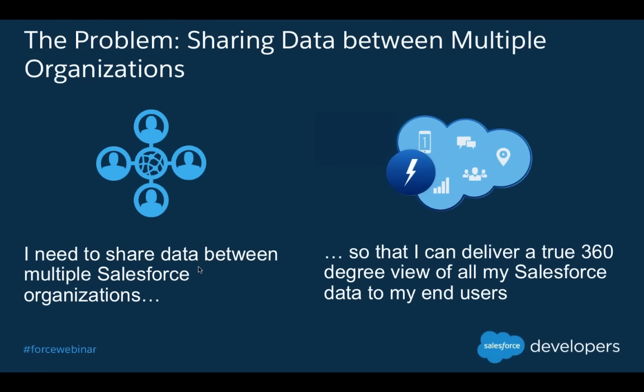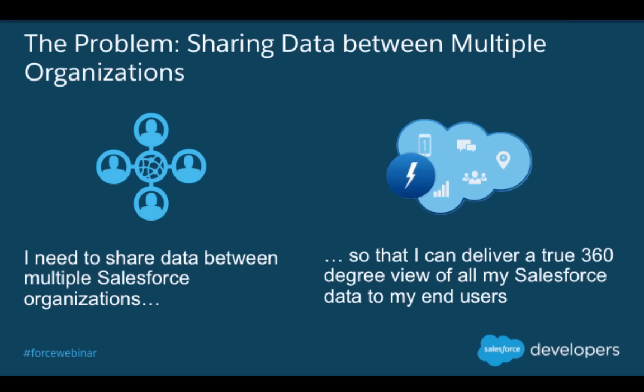The problem that this is trying to address is sharing data between multiple organizations. You have multiple orgs, you have users that exist in multiple orgs, but you really need to deliver that 360-degree view to all of your end users. Your end users need to know if a record exists in their service org or in their sales org, so that when they call the customer, when they're talking to the customer, they can get that full picture of everything that's going on. Traditionally, to do this, you've had to build your own API integrations, use features like Salesforce to Salesforce, and try and fit it into your specific use cases. And we're really trying to tackle this idea of sharing the data virtually.